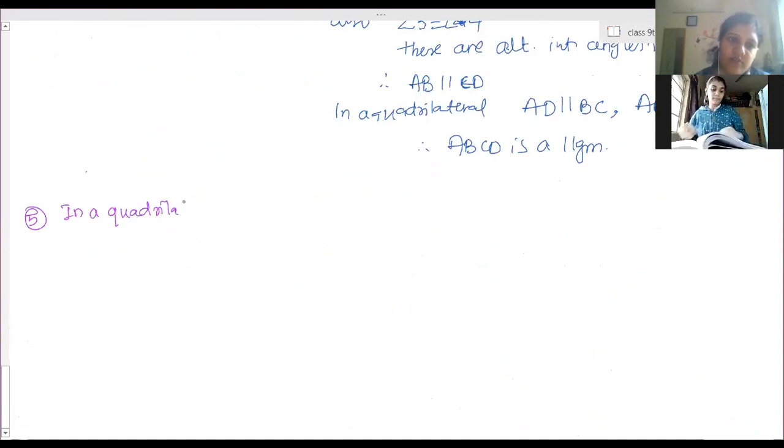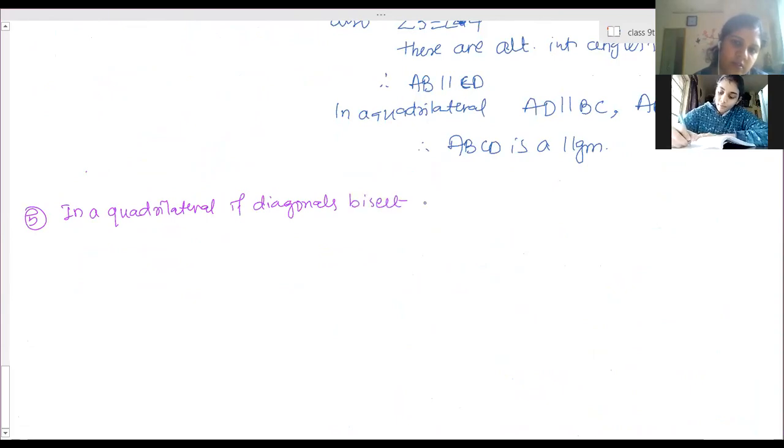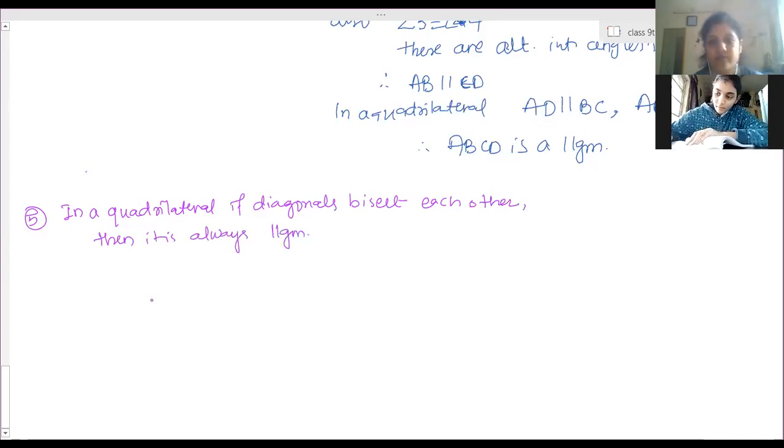In a quadrilateral, if diagonals bisect each other, then it is always a parallelogram. Any figure, if you see any quadrilateral in which the diagonals are bisecting each other, then we can say that it is a parallelogram.